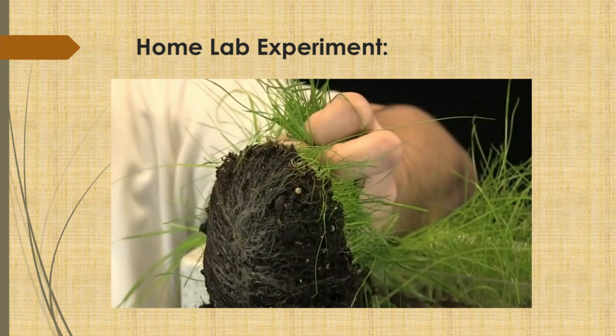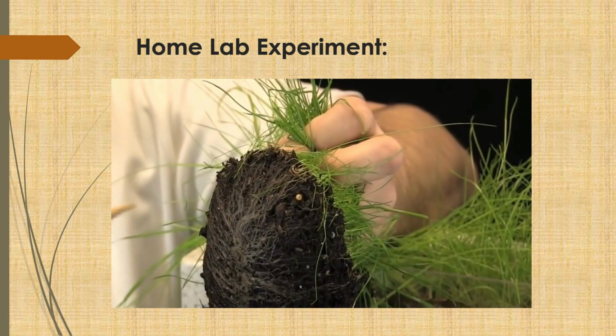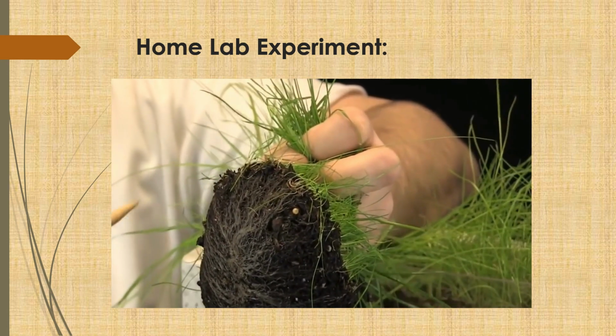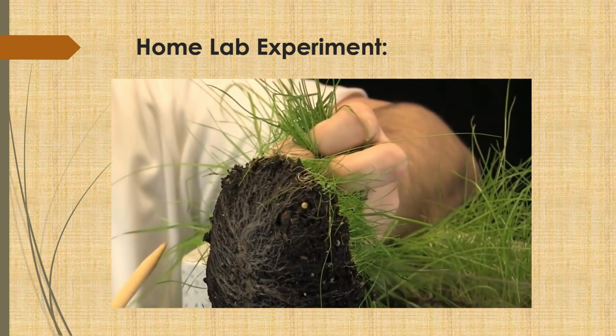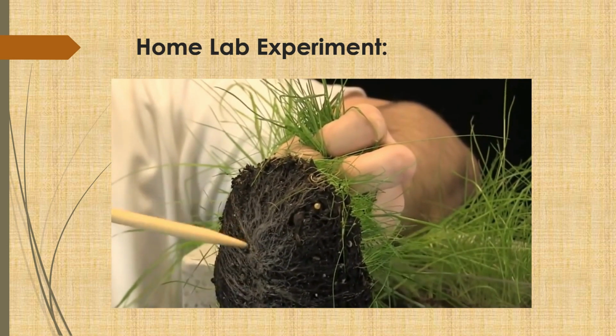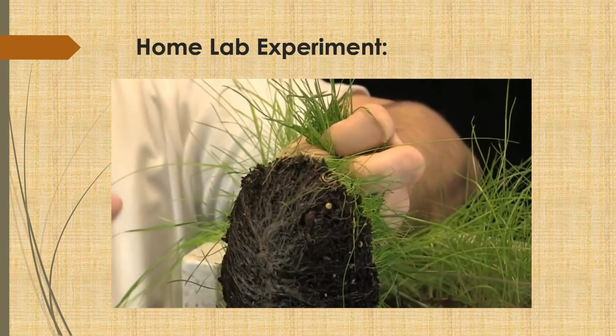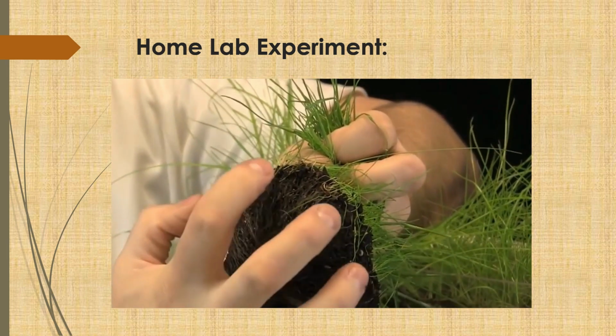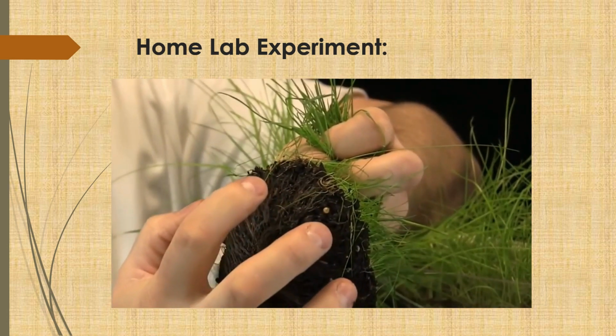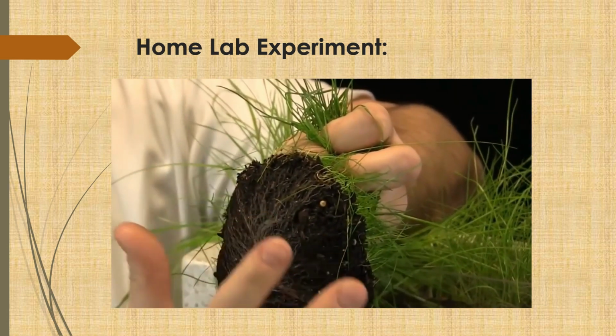For this, have a look at this home lab experiment to understand more about it. You can observe your neighbor's garden or potted plants for this experiment. Now, let us have a look at the video. You can see why this soil is staying together in place. The roots from the plants grew into the soil, and almost like little fingers, those roots are holding the soil together. Therefore, when it rains, the roots keep the soil from washing away.